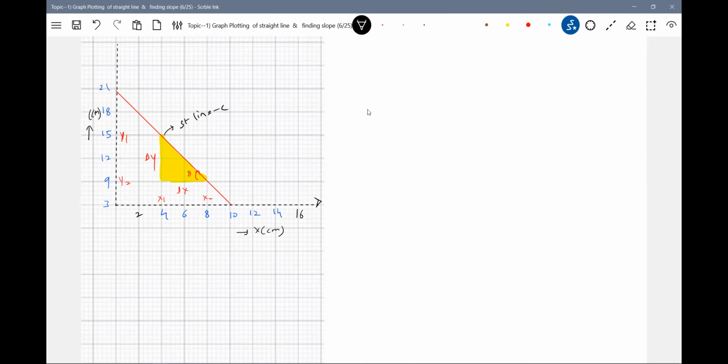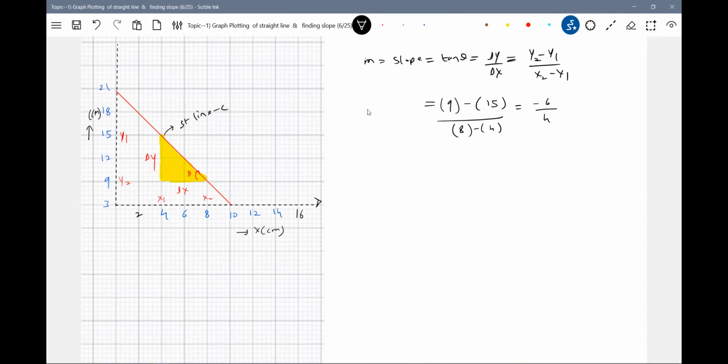Then again, as usual, m equal to slope equal to tan theta should be equal to delta y by delta x. So y2 minus y1, x2 minus x1. What is the value of y2? 9. What is the value of y1? 15. x2 is 8. This is 4. 9 minus 15 will be minus 6. Minus 6 over 4, so minus of 1.5.